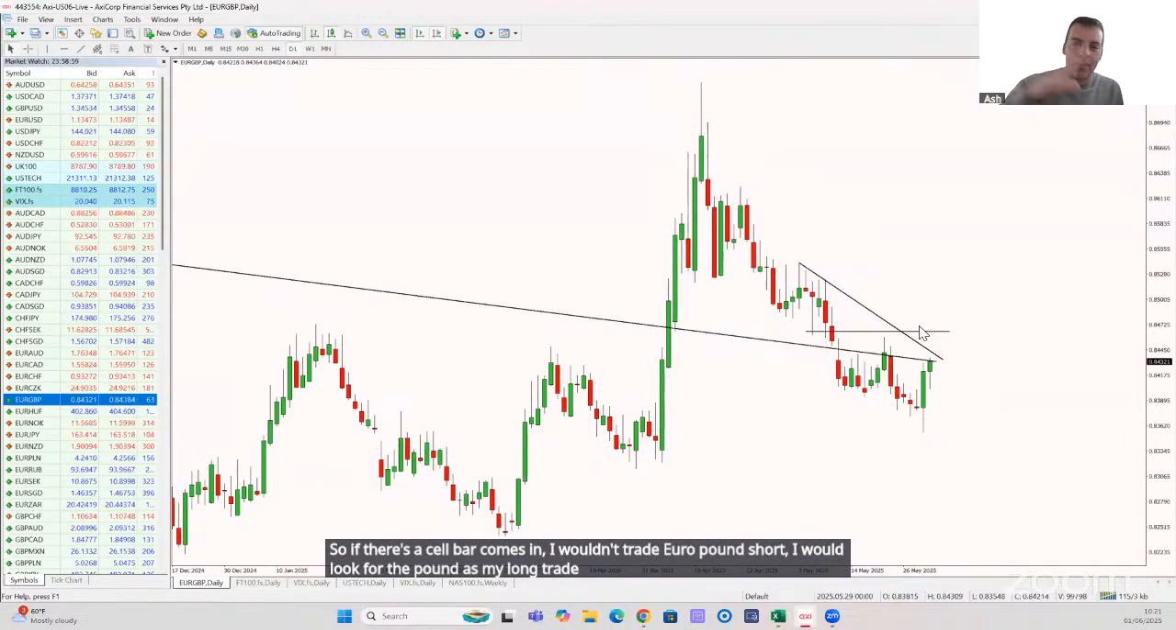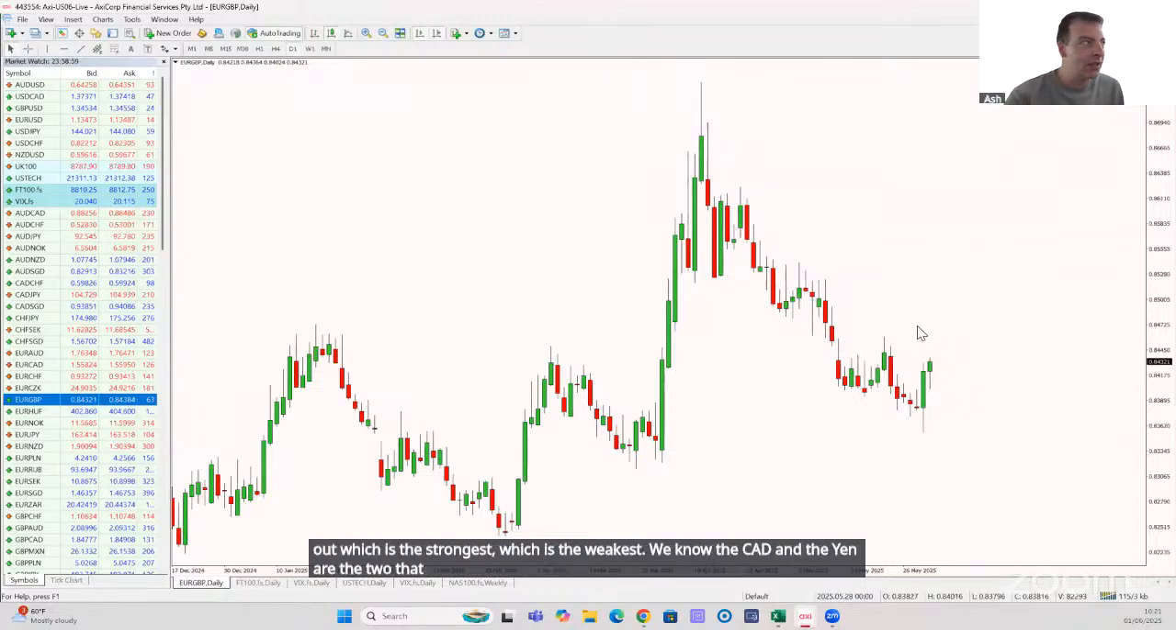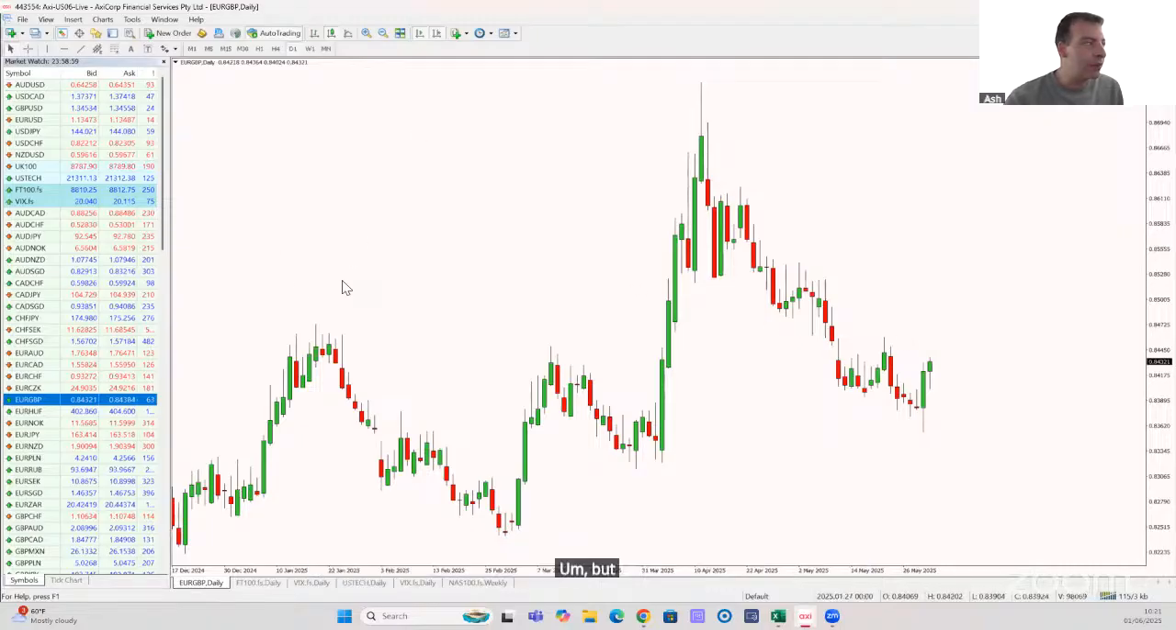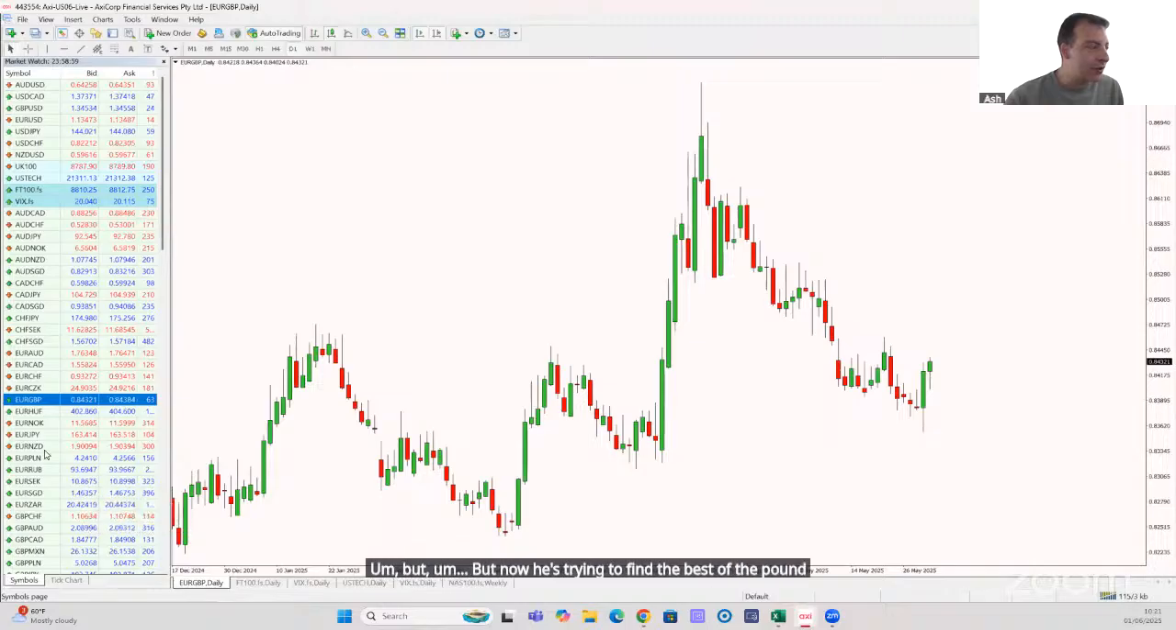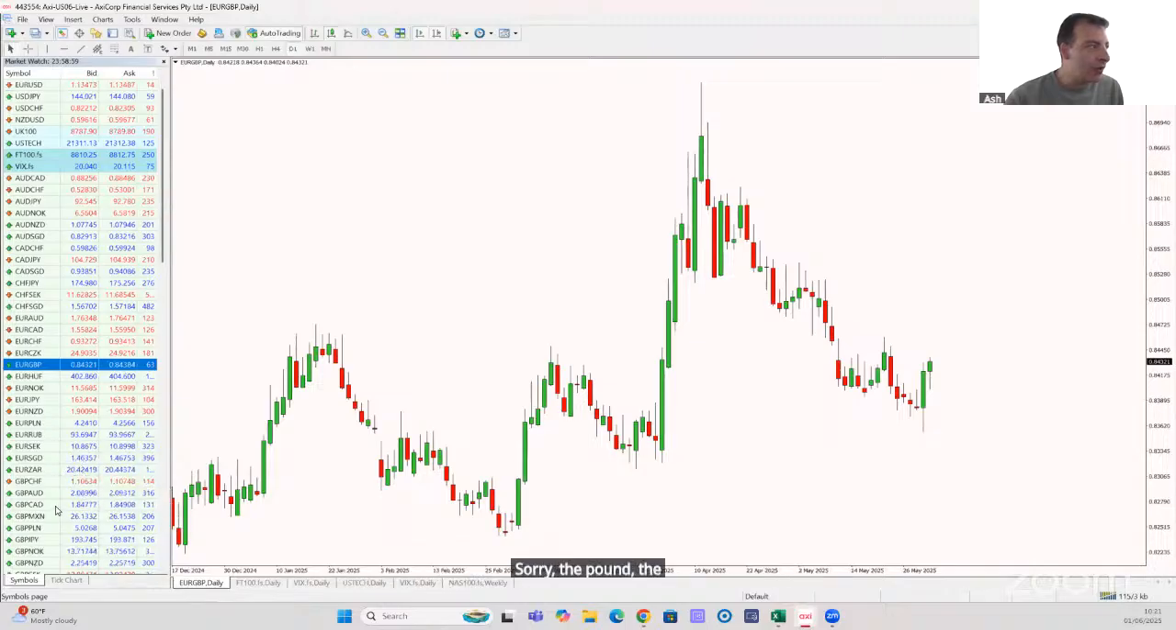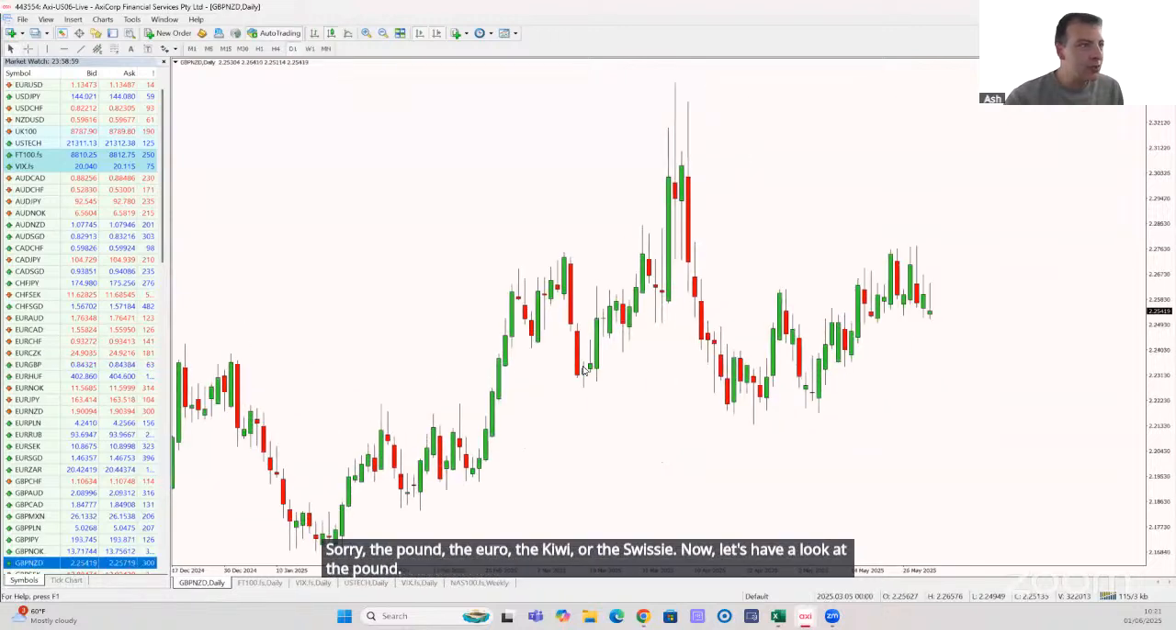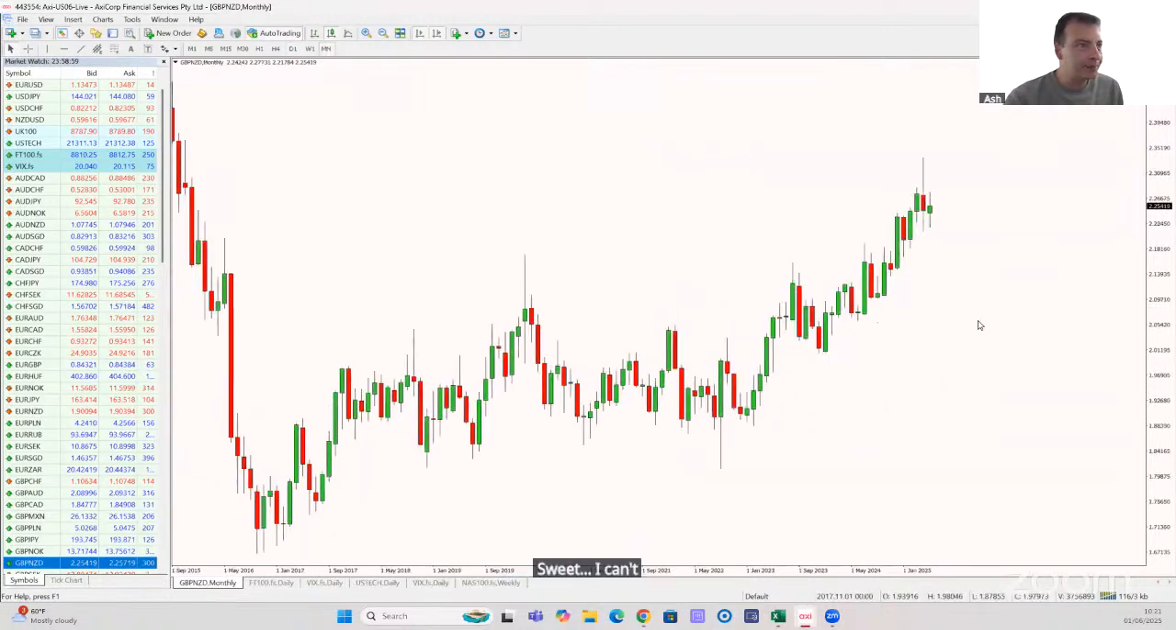So it's really now filtering out which is the strongest, which is the weakest. We know the CAD and the yen are the two that we'd like to trade against. But now it's trying to find the best of the pound, the euro, the Kiwi, or the Swissy. And let's have a look at the pound Kiwi.